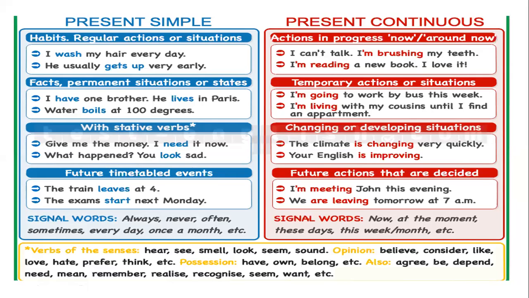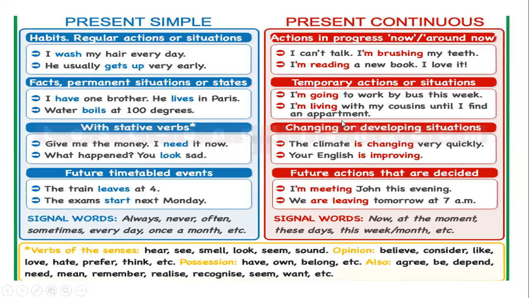Vamos a ver más adelante qué son los stative verbs. For example, give me the money, I need it now. Need, el verbo need es un stative verb. What happened? You look sad. Look es un stative verb también.